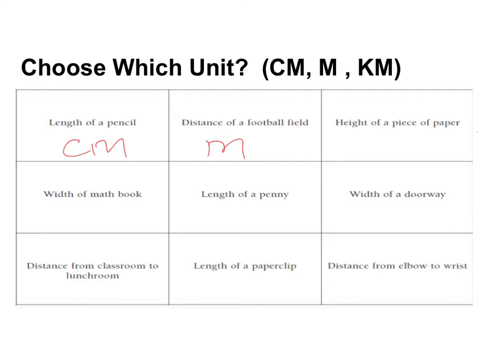Matter of fact, a football field is 100 yards. Some of you that play football know that a football field's 100 yards. Well, a yard is slightly smaller than a meter. A yard is 36 inches, a meter is 39 inches. So if they're measuring that in yards, then we would want to use meters.